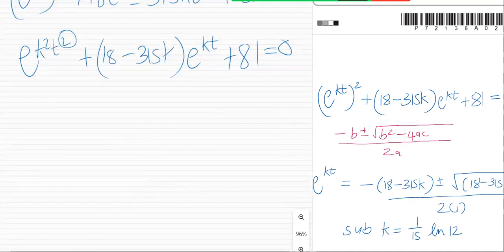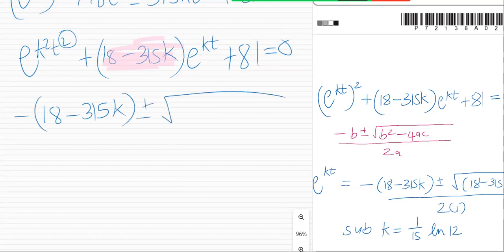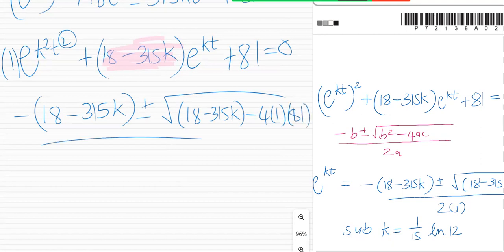And when we use the quadratic formula, we get 2 options. So negative b, the whole b value, is negative 18 minus 315k. Keep it in a bracket because of that negative, plus or minus the square root of b squared. So that whole thing squared, which is (18 minus 315k) squared, minus 4. Our a value is an invisible 1, and our c value is 81. And this is all over 2 times 1 because it's the a value.